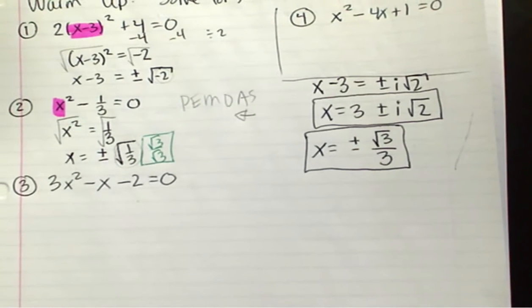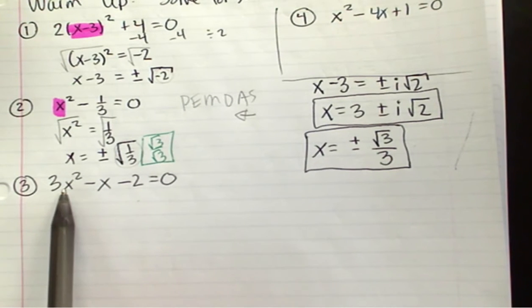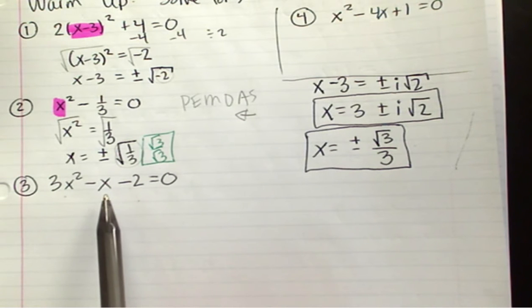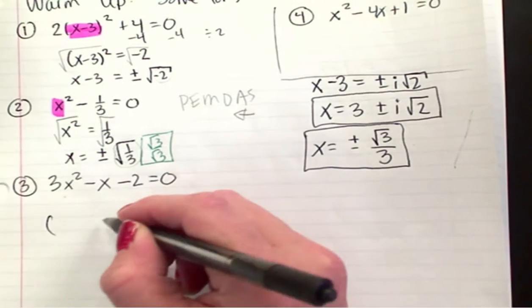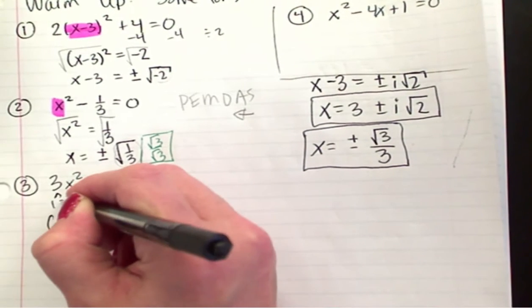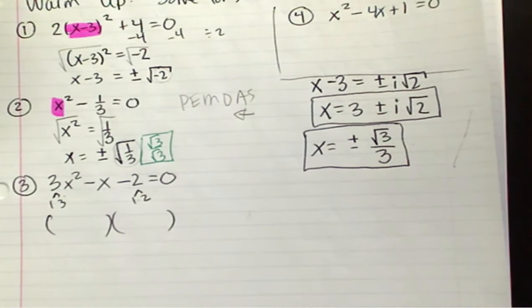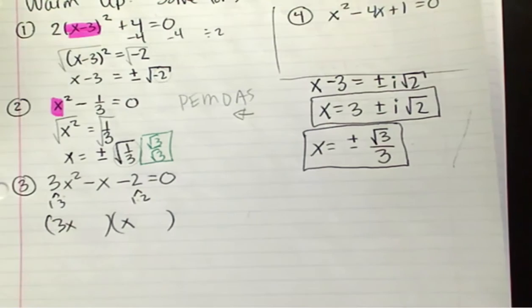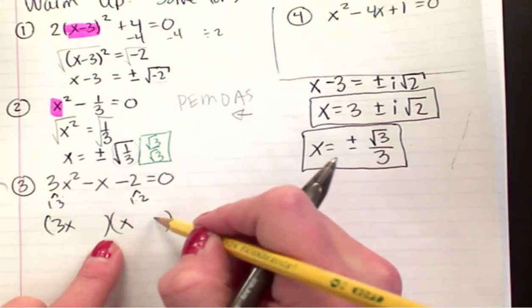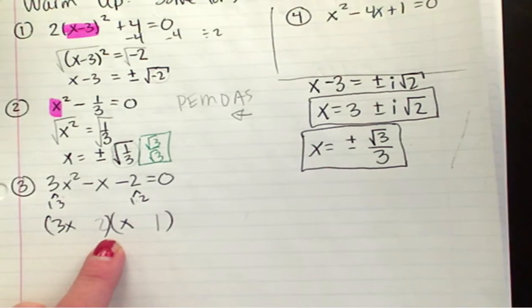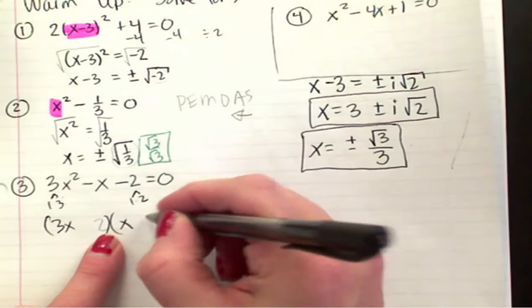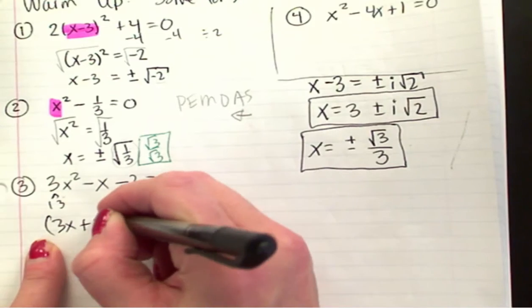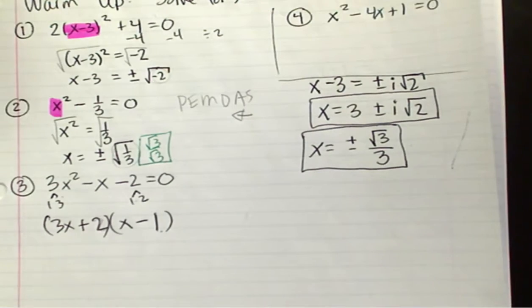Okay. Number 3. Is there 1x? No, there's not. Okay, try factoring it. 1 and 3, 1 and 2. They're both prime numbers, which means it should be pretty quick because there's only 2 choices. So I'm just going to write this down, and then I'm going to try my 2 and my 1. 3 and 2, negative 3 and positive 2 add to negative 1.